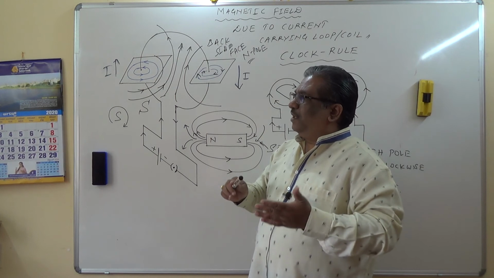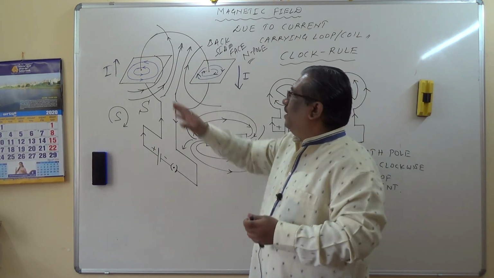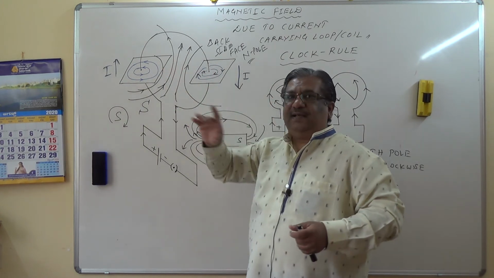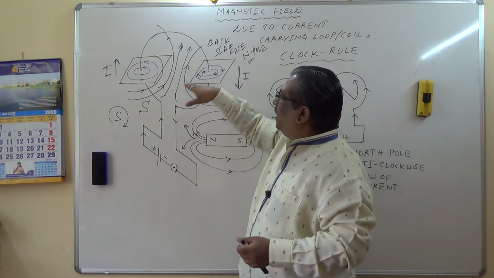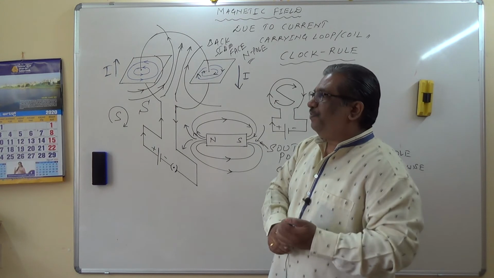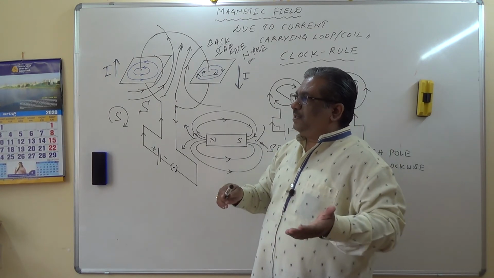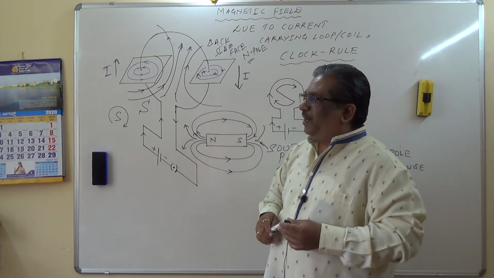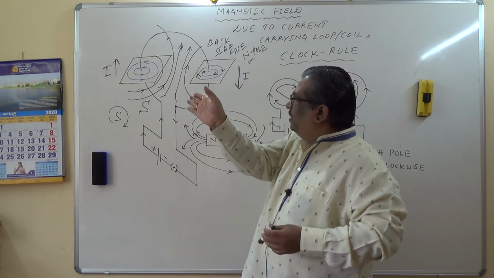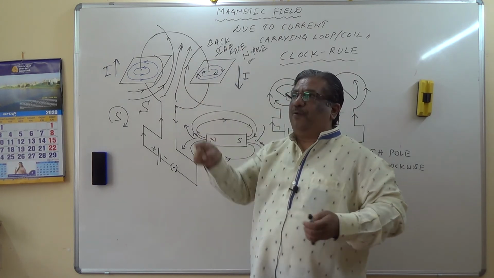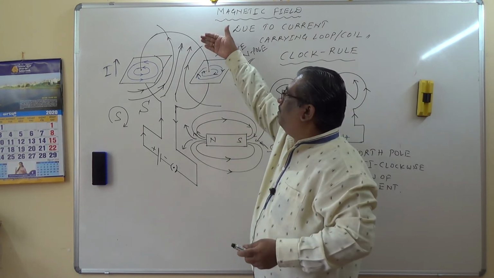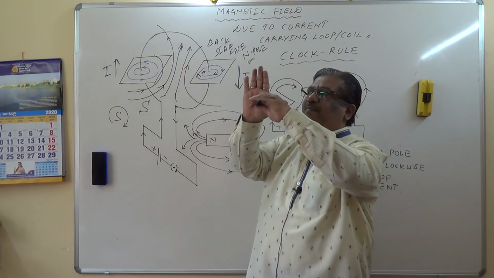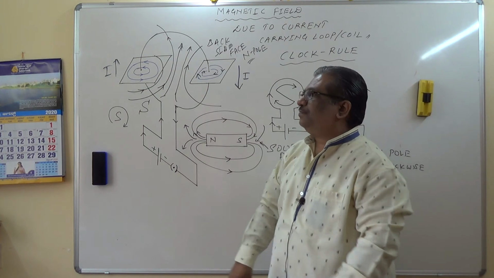Within the space enclosed by the loop, magnetic field lines are in the same direction. Inside this loop, the direction of the field lines is in only one direction. All the field lines are entering according to this diagram. Near the center of the loop, the field lines are nearly parallel and can be assumed to be uniform. Also, field lines are perpendicular to the plane of the loop. If this is the plane of the loop, field lines are going like this. That means the plane of the loop and the field lines are both perpendicular.